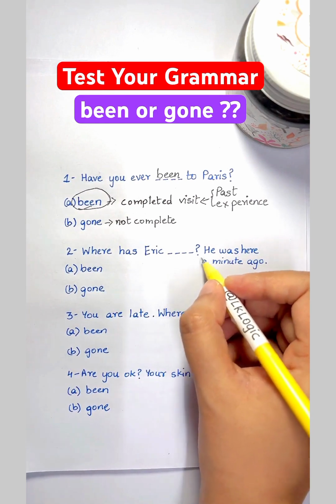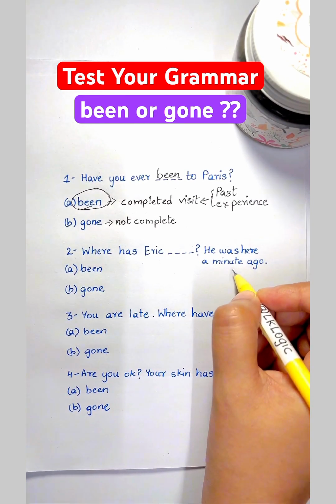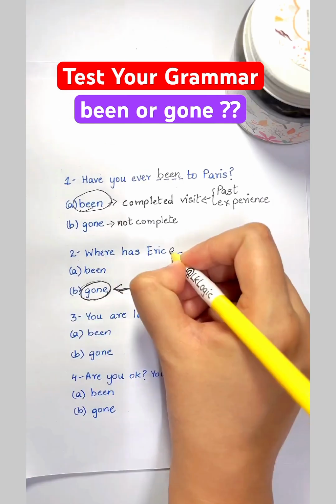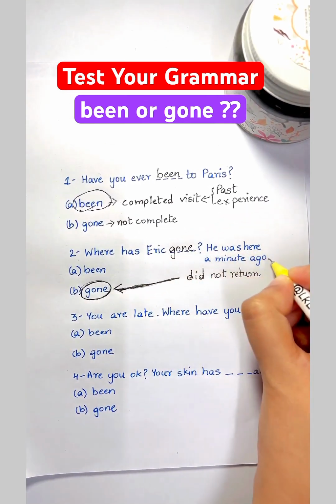Where has Eric blank? He was here a minute ago. Been or gone? He was here a minute ago tells us that he did not return. So we use gone here. Where has Eric gone? He was here a minute ago.